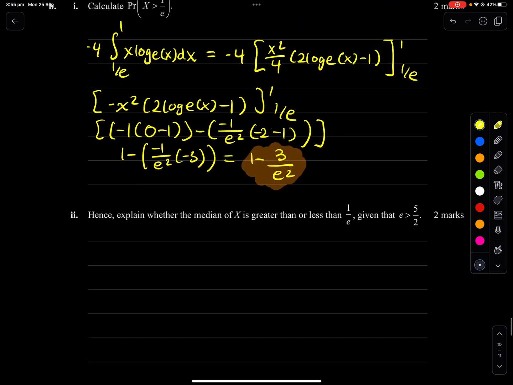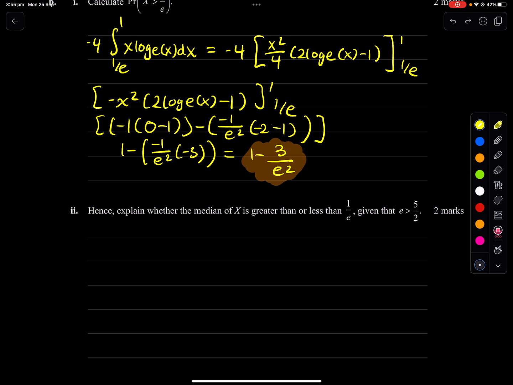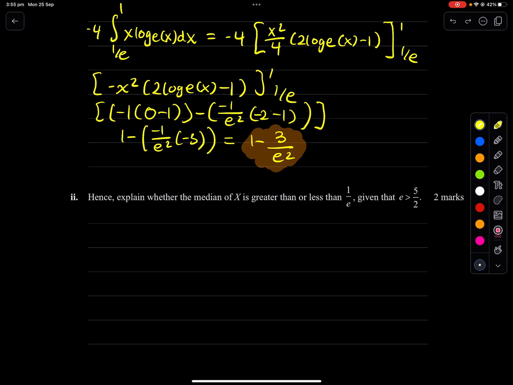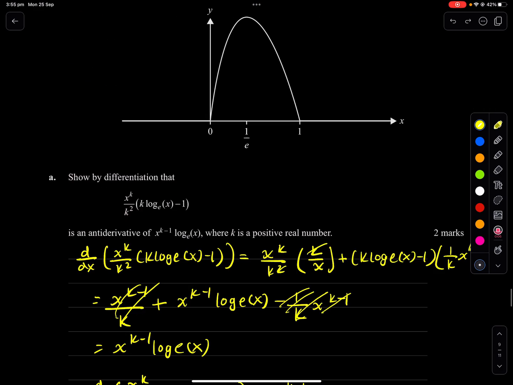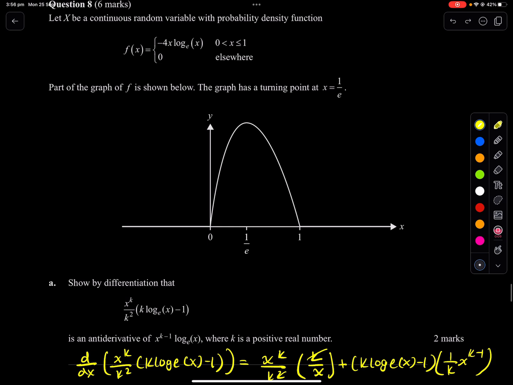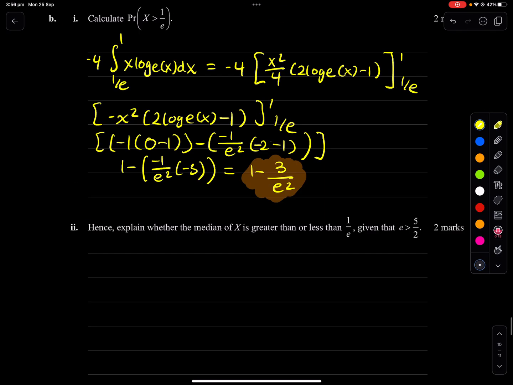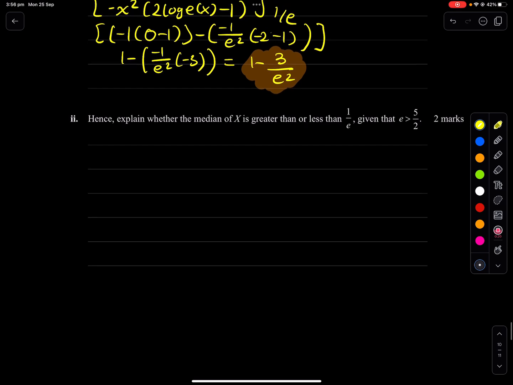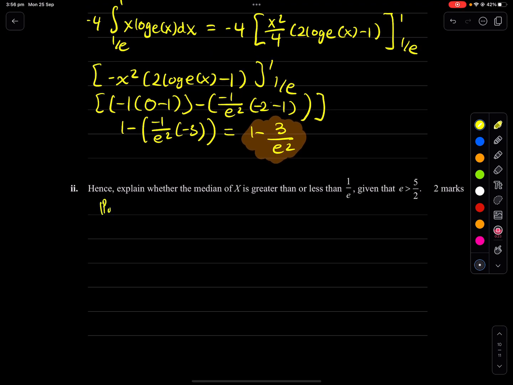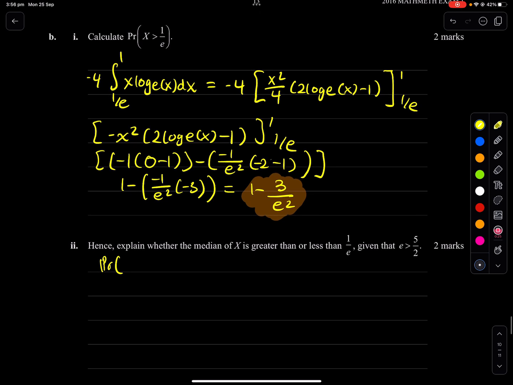Hence. So hence is using this over here to answer this question. Hence explain whether the median of x is greater or less than 1 over e, given that e is greater than 5 over 2. So they're saying is the median here or less than this? So the value of m, which is the median. The way that I would actually calculate that is by... Well, we know that the probability, because it says hence, so we know that the probability that x is greater than 1 over e is equal to 1 minus 3e squared.